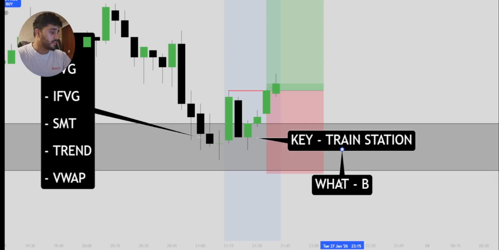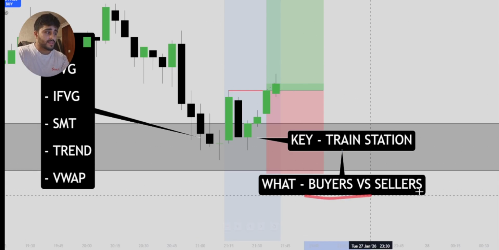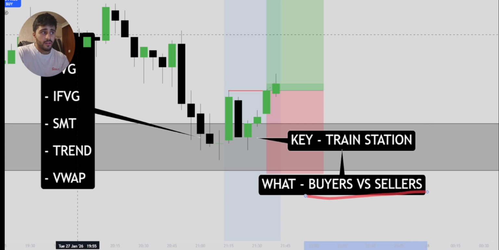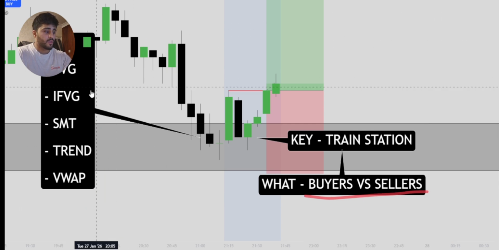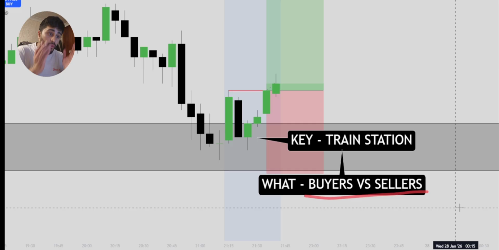Well, you're looking for buyers versus sellers. So this is what you need, buyers and sellers. You don't need all of this list over here. So for the ICT traders, you don't really need that, so I'll get rid of it. What you need is one fair value gap, which is like your train station. You then need to know what to look for in the stations. You need to know whether your buyers are in control, whether your sellers are in control.